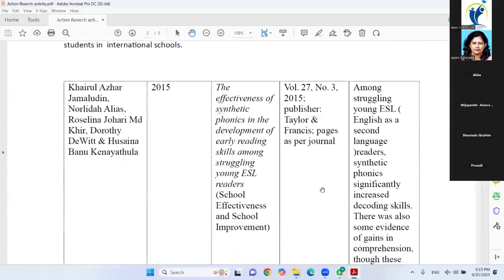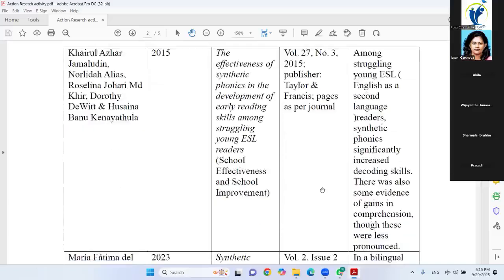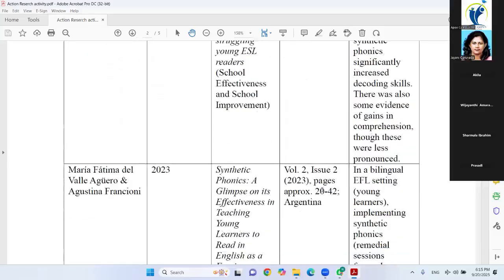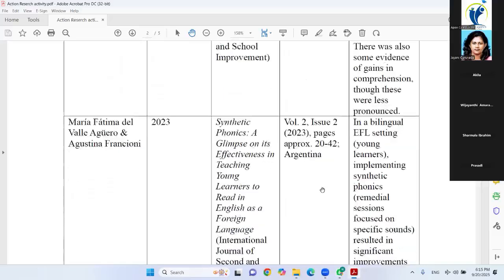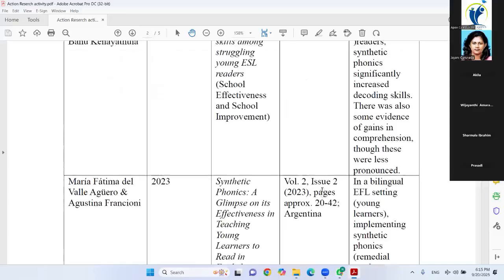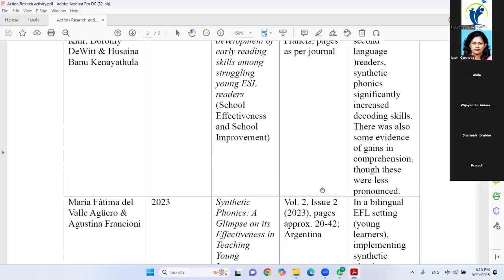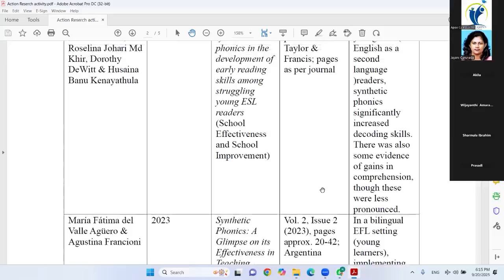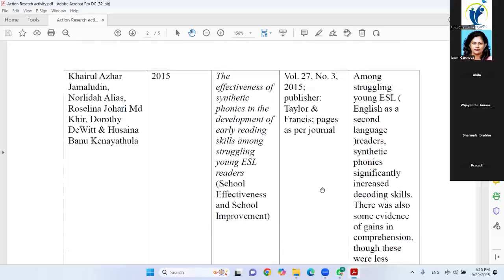Next one, among struggling young English as a second language readers, synthetic phonics significantly increased decoding skills. There was also some evidence of gains in comprehension, though these were less pronounced. So what was the method they had used? Synthetic phonics. Yes. Right. Okay.